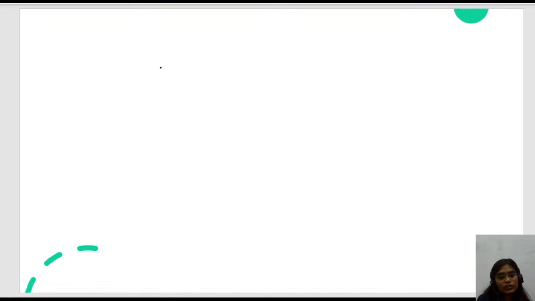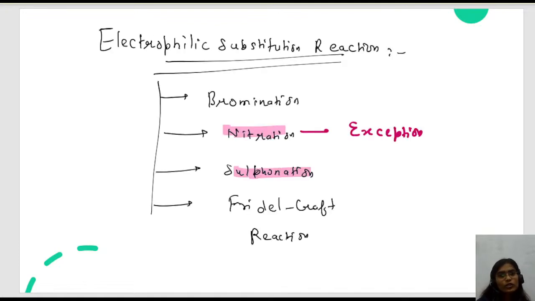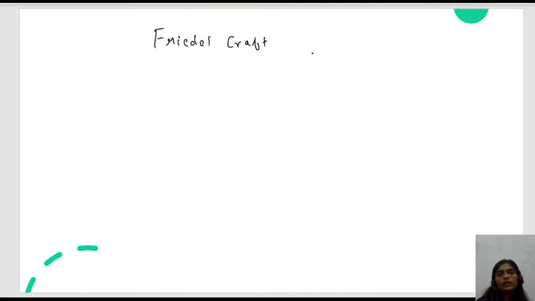Now let's talk about the limitation of the Friedel-Crafts reaction. Let me move back to where we left off. The Friedel-Crafts reaction is never given by aniline. This is a limitation of the Friedel-Crafts reaction. So be noted, it is not given by aniline, and this is all for the substitution part.